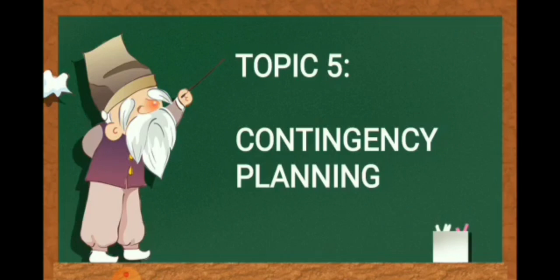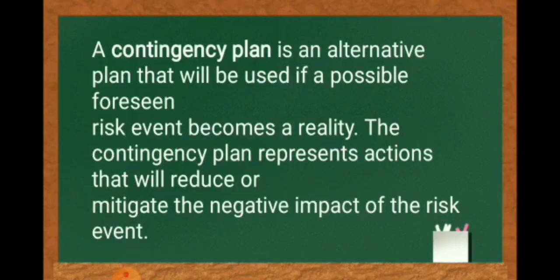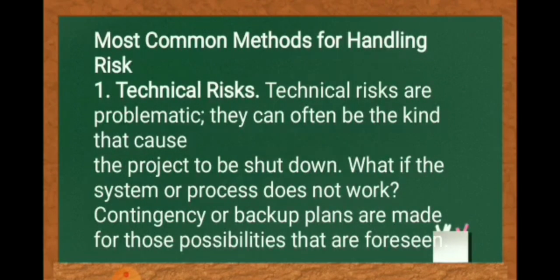Topic 5. Contingency planning. A contingency plan is an alternative plan that will be used if a possible foreseen risk event becomes a reality. The contingency plan represents action that will reduce or mitigate the negative impact of the risk event. It is the most common method for handling risk.